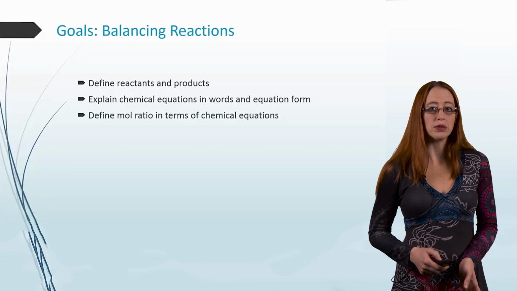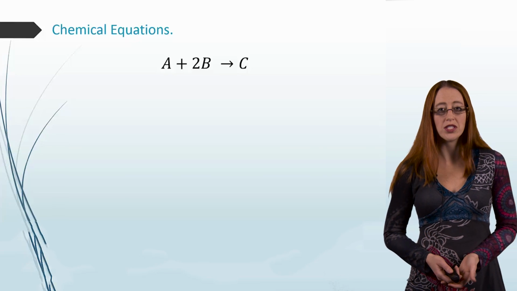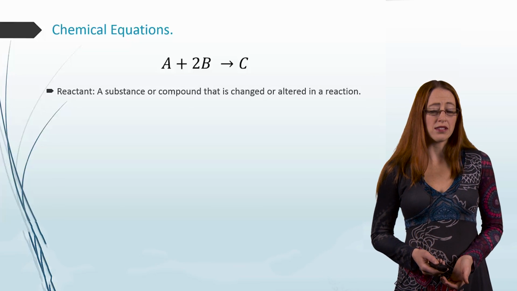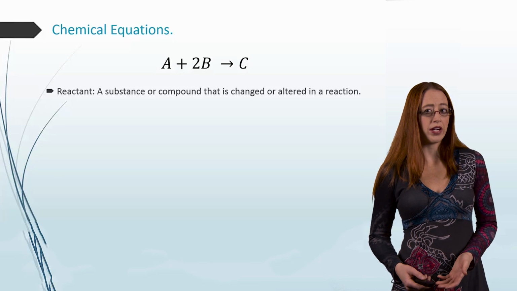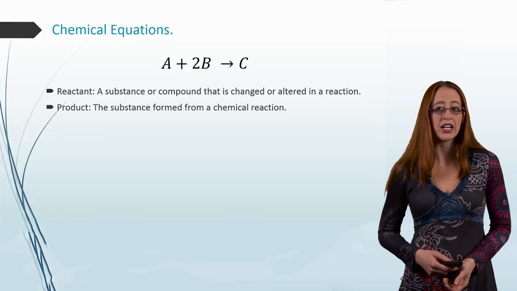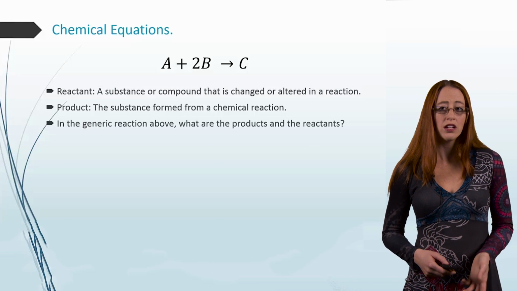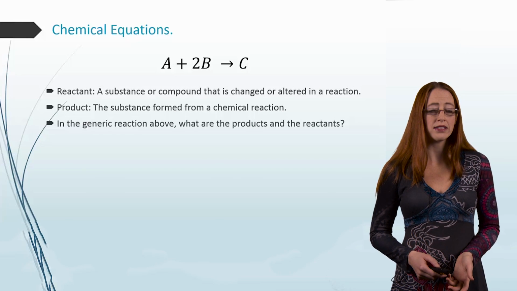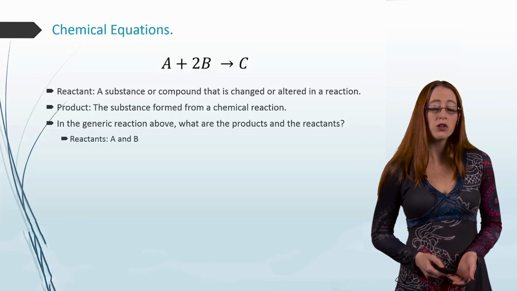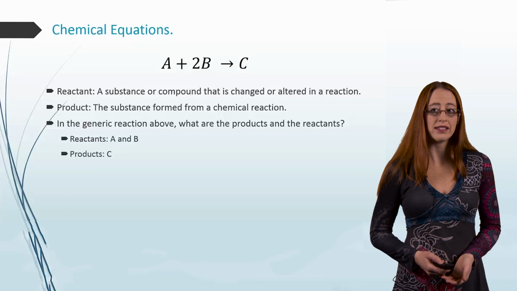So first, let's look at something really generic. I just put some random letters in instead of species. So we have A plus 2B goes to C. The reactants are substances and compounds that are changed or altered in a reaction. Those are always written on your left-hand side, whereas your products are formed during a reaction and are written on your right-hand side. In this generic reaction, go ahead and try to describe what you think are the reactants and the products. So hopefully you got that your reactants are A and the B, and then that leaves your products being C.